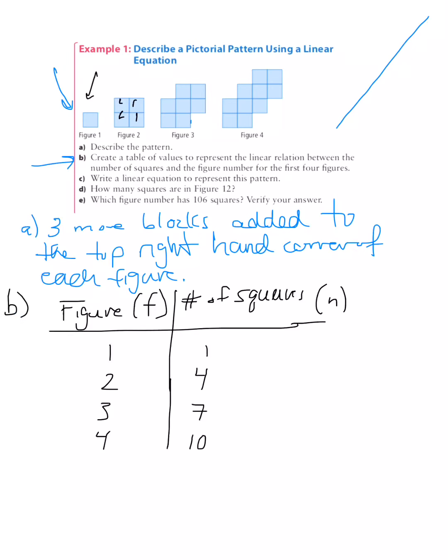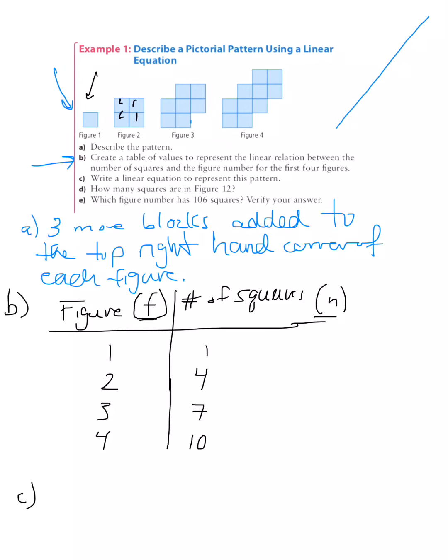Now we're going to use this to create the equation. So part C, it wants us to have an equation with 2 variables. Okay, in this case F and N, representing figure number and the number of squares. So that's our goal here. So we're going to use the table to get an equation. So I'm going to show you how to do that.